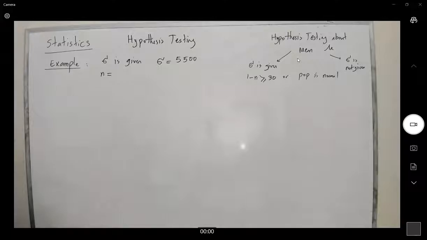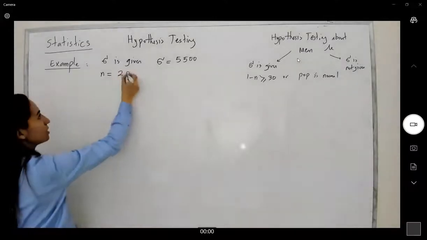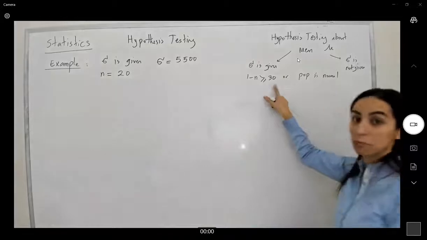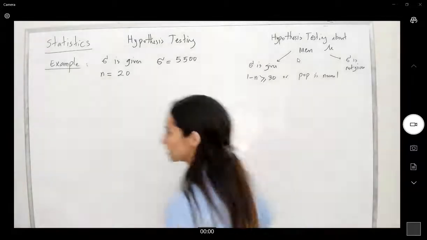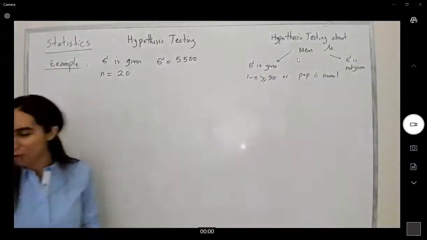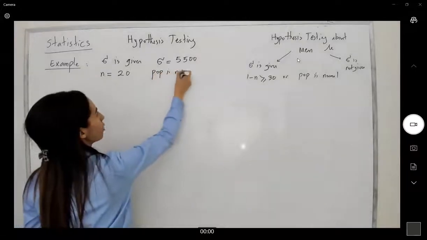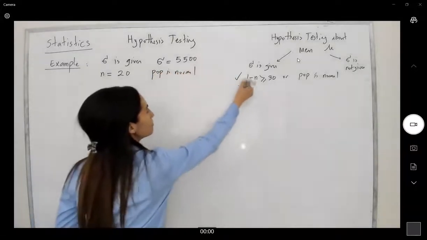20. Thank you very much. Is 20 greater than or equal to 30? No. The population is normal. Thank you very much. Population is normal. What's the next step?